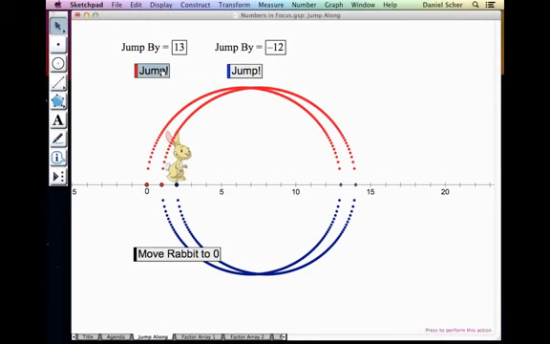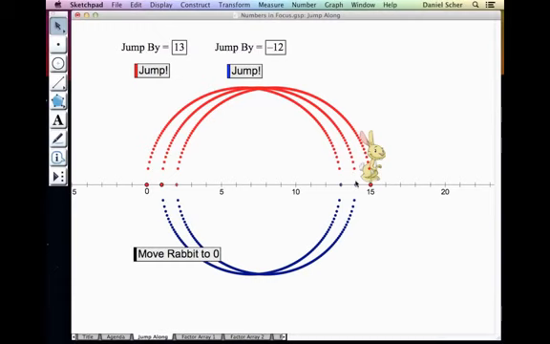Another idea, of course, is to set this jump by value equal to minus 1 and jump from, say, 13 back to 1 and then jump by 13 again. So there are a number of different ways this could be solved. Okay, let's look at perhaps one more challenge.